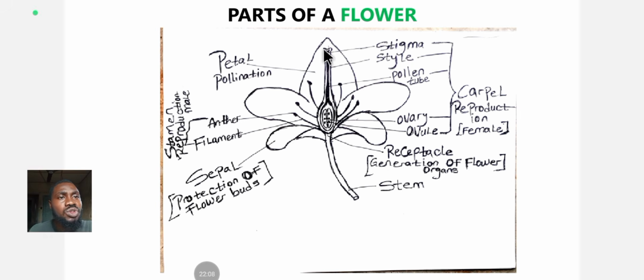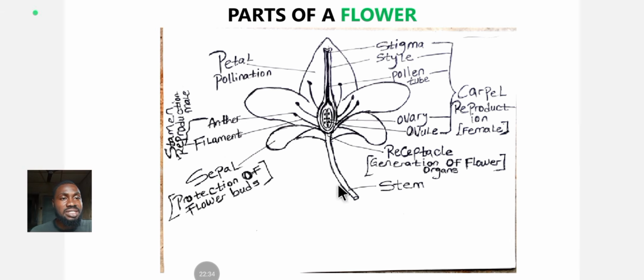All right, so you can see this up here is called the stigma. You can see that the stigma, the style, and the pollen tube are all parts of the carpel, which is the female reproductive part of the flower. So you can see the receptacle below. It carries every other floral part.